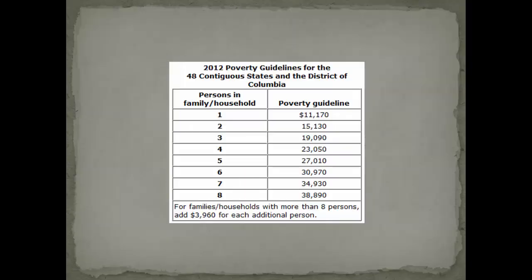There is an official definition of poverty, and this slide shows the official poverty guidelines of the federal government. This is what is used to assess eligibility for assistance programs. It is determined by estimating the necessary food budget for each family size and then multiplying by 3.